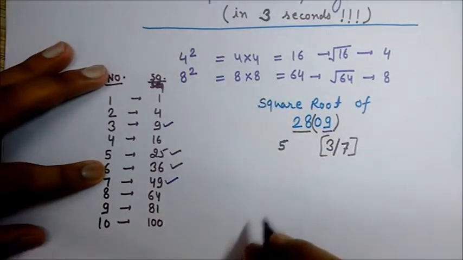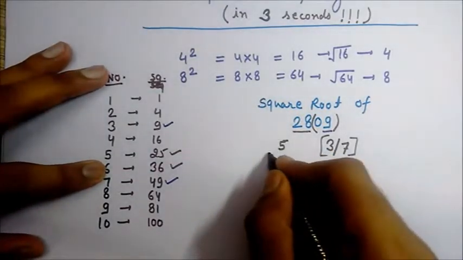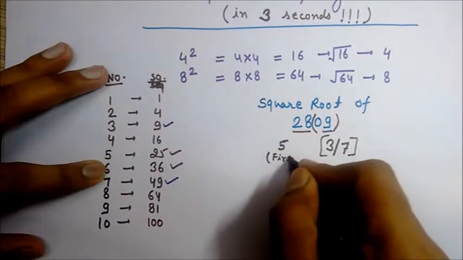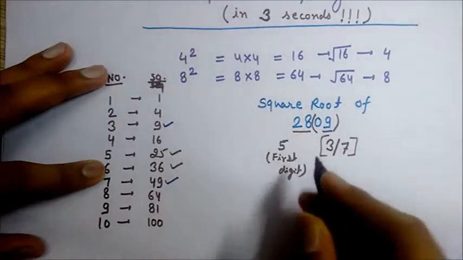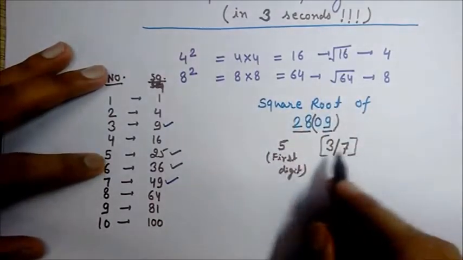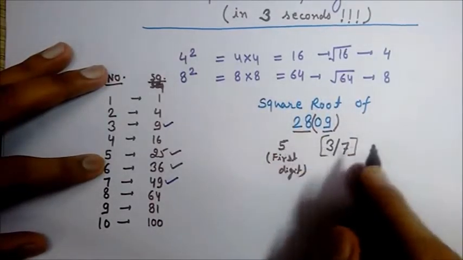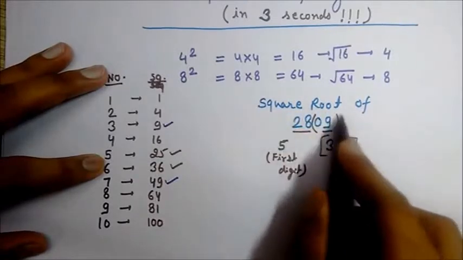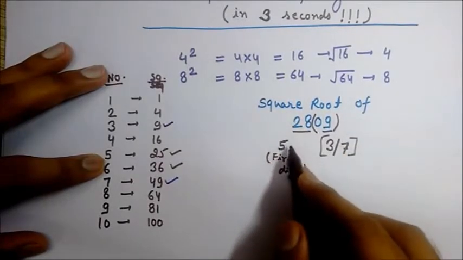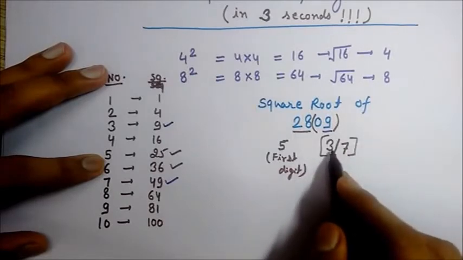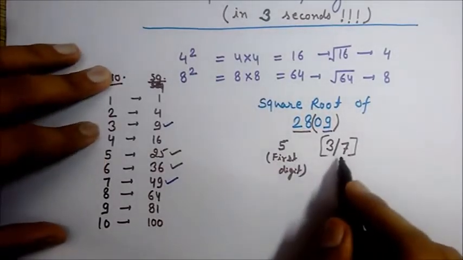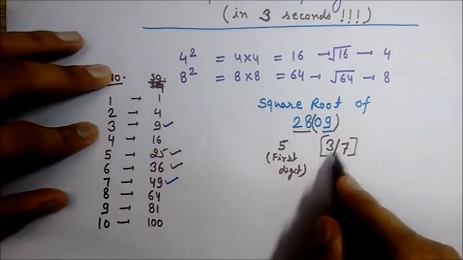Let's take 5 here. So this is the first digit of the square root of this number. The first digit would be 5 and the second digit would be either 3 or 7. So we need to calculate whether it is 3 or 7.